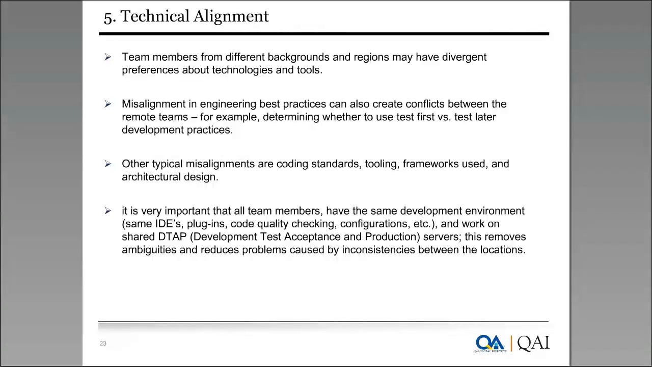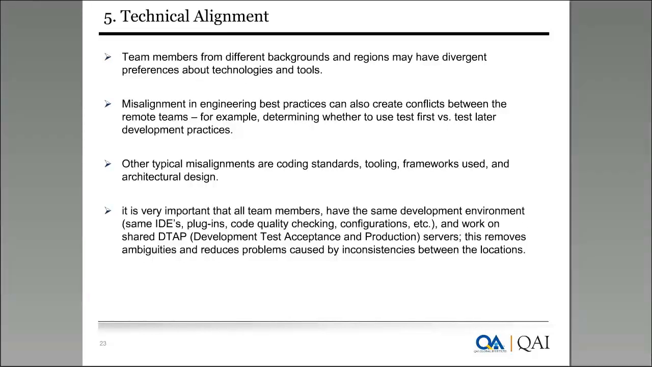The other important thing that we need to look at is the technical alignment. Team members from different backgrounds and regions may have divergent preferences for their technologies and tools. It is very important that the misalignment in terms of engineering best practices can also create conflicts. Whether we need to do test driven development, or test first or test later, or follow different coding standards, framework used, or architectural design. So all these things, there should be good technical alignment.